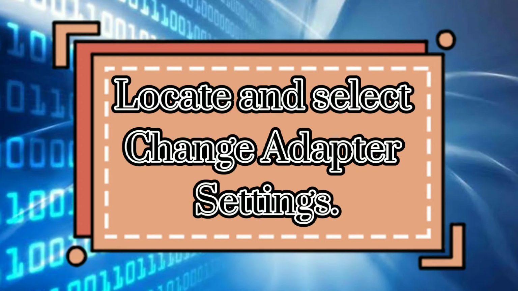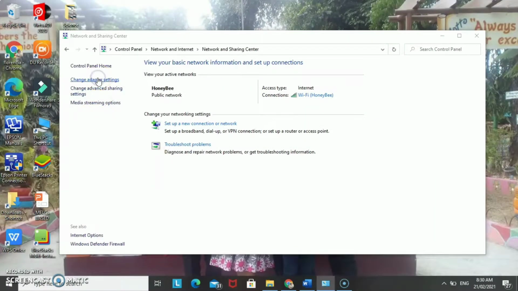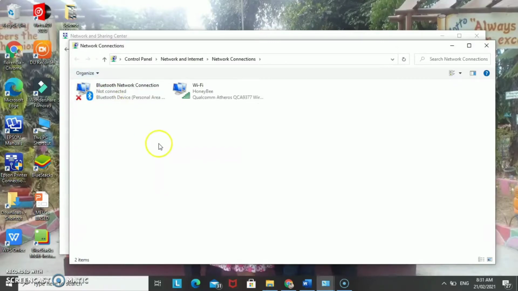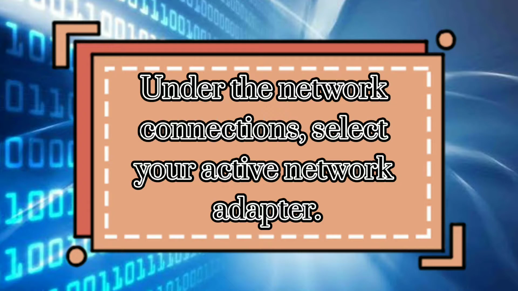The next step is to locate and select Change Adapter Settings. Under the Network Connections, select your active network adapter. Active network adapter means the adapter you used in connecting your computer to a network. In this case, I used Wi-Fi or WLAN adapter in connecting my laptop.